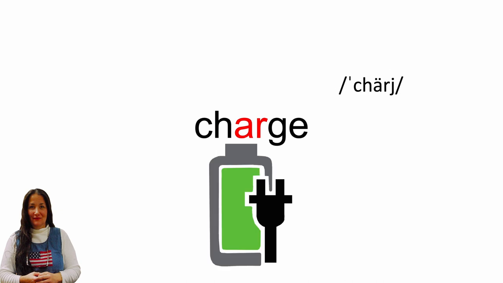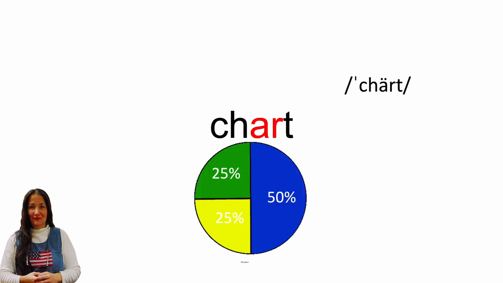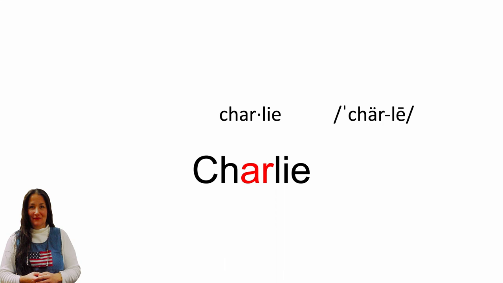Charge. When you plug something in to give it energy, you're giving it a charge. Chart. Here we have a pie chart. Charlie. It's the name of a person. You can call them Charlie.